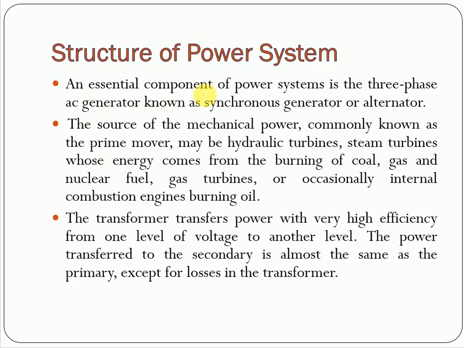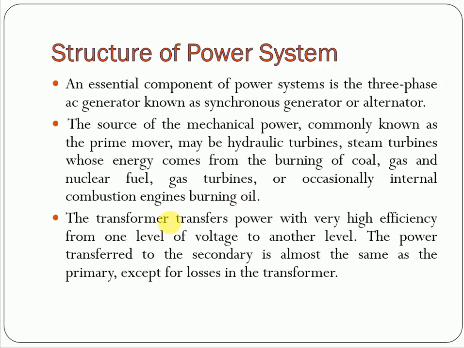An essential component of the power system is the three-phase AC generator, known as the AC synchronous generator or alternator. The source of the mechanical power, commonly known as the prime mover, may be hydraulic turbines, steam turbines whose energy comes from the burning of coal, gas and nuclear fuel, gas turbines, or occasionally an internal combustion engine burning oil.